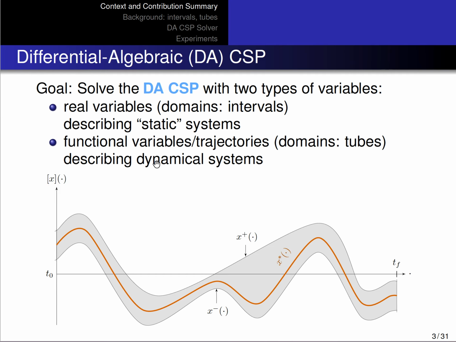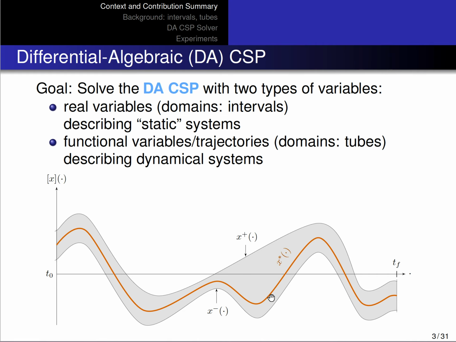The goal of this work is to propose a solver for the very generic problem called here DA-CSP, where a network has two types of variables. First, continuous real variables, whose domains are intervals, and also functional variables, or trajectories, whose values are functions, in orange on the figure here, and the domains are tubes, illustrated by the gray parts of the figure.